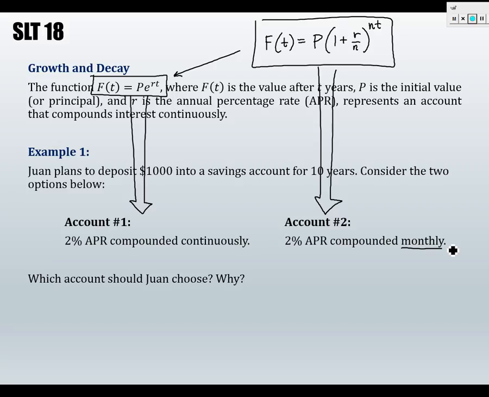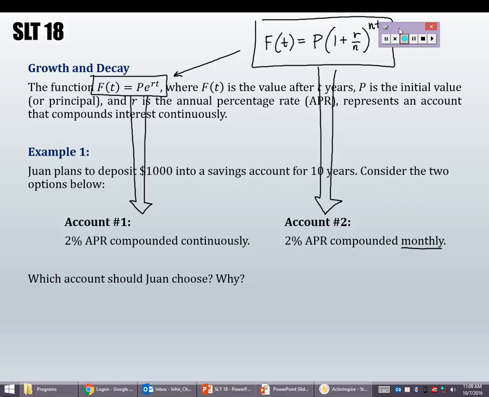Yeah, for both. In both situations, he's getting 2% interest, 10 years, he's got $1,000 to spend. In the same situation, the only difference is whether you're doing continuous or monthly. Right?